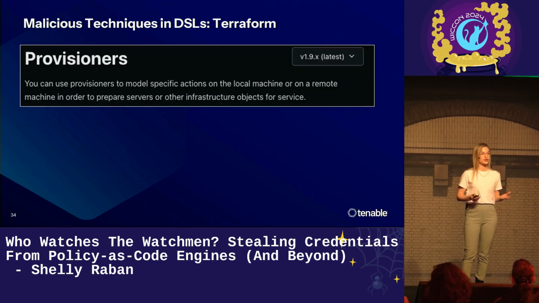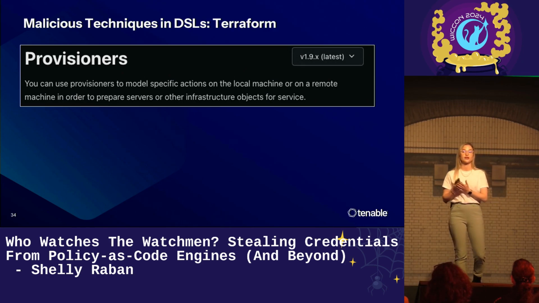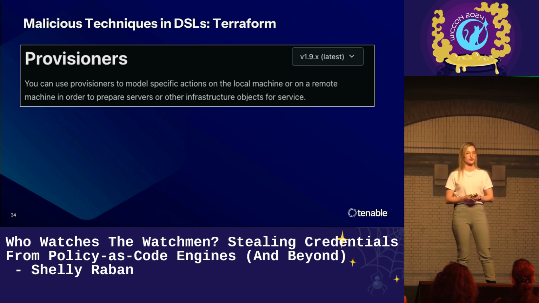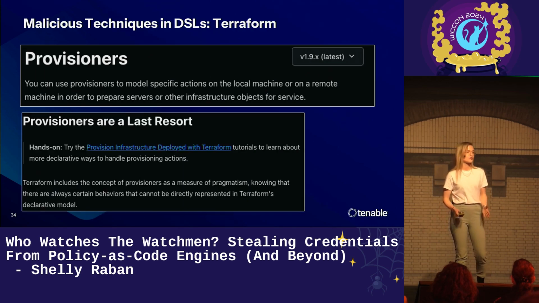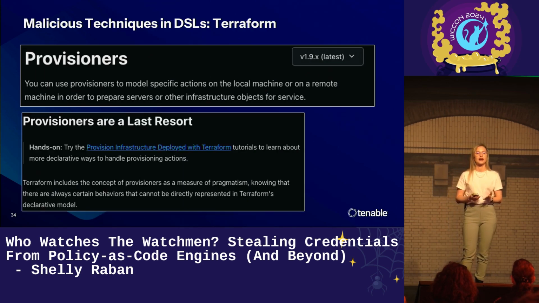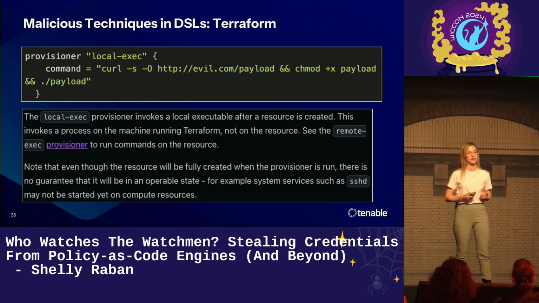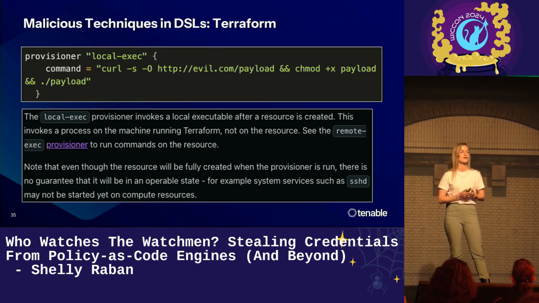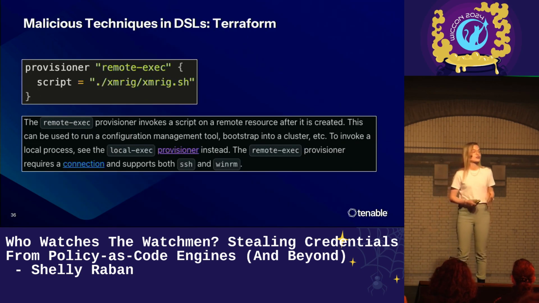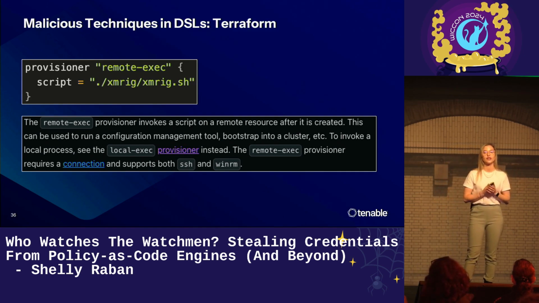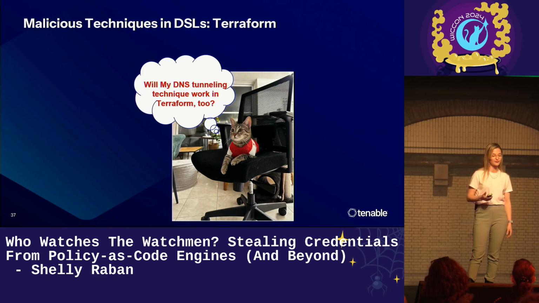Terraform also has provisioners, which allow you to run code on the machine running Terraform or on the newly provisioned infrastructure. And again, Hashicorp states that provisioners are only a last resort. So you could use the local exec provisioner to, for example, run curl to fetch an external payload, grant it execution privileges, and finally execute it on the machine running Terraform. Or you could use the remote exec provisioner to run code on the newly provisioned infrastructure. So, for example, you could run a coin miner on an EC2 machine you just created.